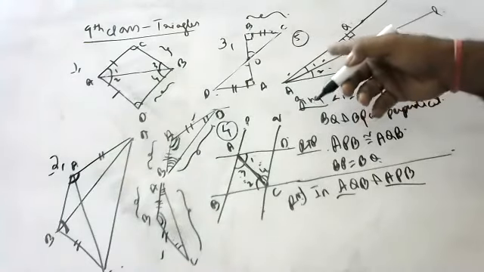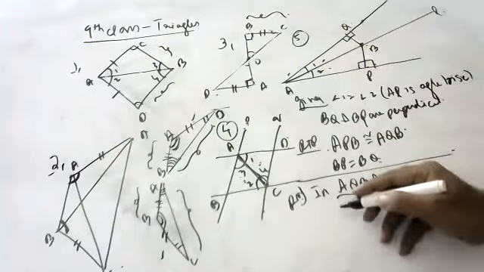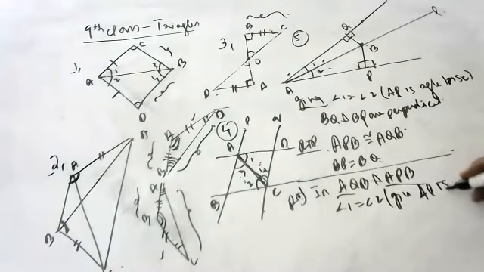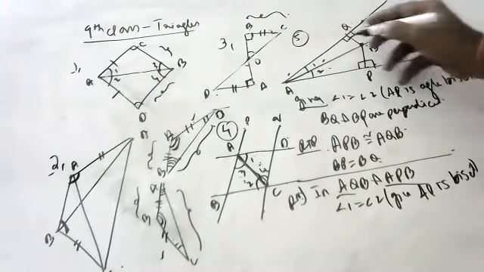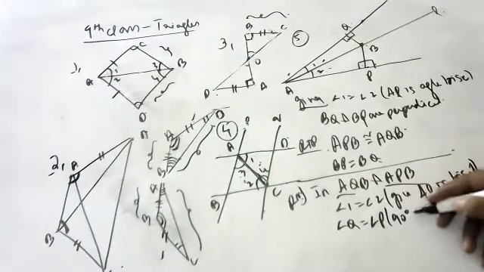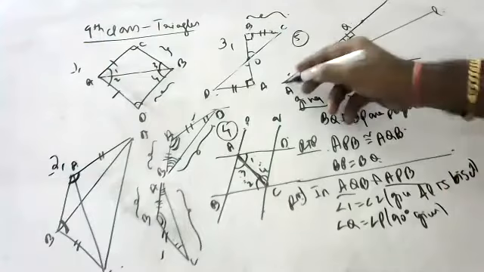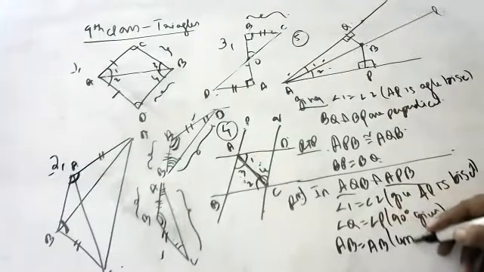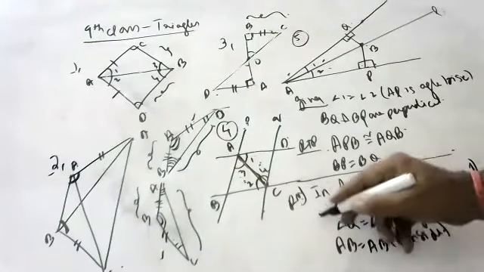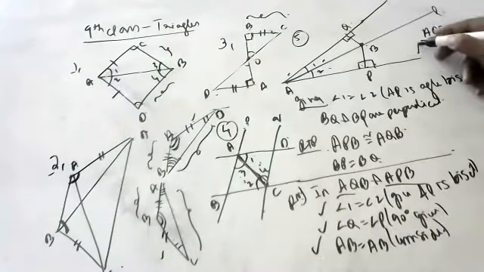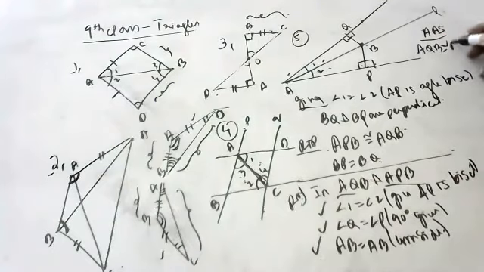First one, children: angle 1 is equal to angle 2. Why, children? Given, AL is the bisector. Angle Q is equal to angle P. Why, children? 90 degrees, given. Perpendicular is given. AB is equal to AB. Why, children? Common side. When they give a common side, which congruency will you write, children? By AAS. By AAS congruency, AQB is congruent to APB.